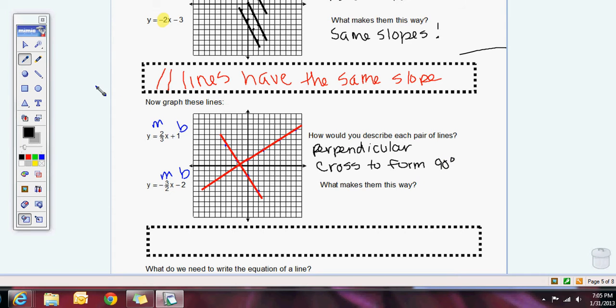So what makes them this way? Let's look at the slopes of these lines. They weren't the same like above. Hopefully you're seeing they're flipped. So they're flipped around and one's positive and one's negative. So how we're going to describe that is they're opposite. One's positive, one's negative. And so that's our first point. And do you remember the word for flipped? Let's write flipped, but just so you know, another name for that is reciprocals.